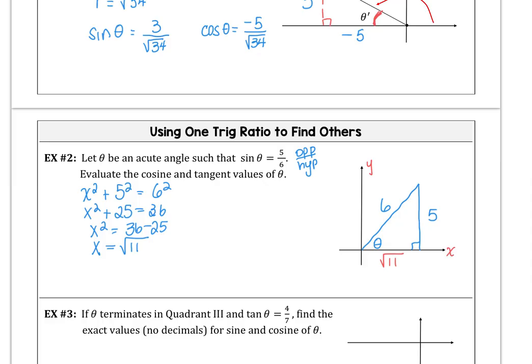Evaluate the cosine and the tangent for our angle theta. Cosine, we said, is the adjacent side, adjacent to theta. So adjacent to theta is radical 11, and the length of the hypotenuse is 6. And tangent is the opposite side length divided by the adjacent. So 5 divided by square root of 11.